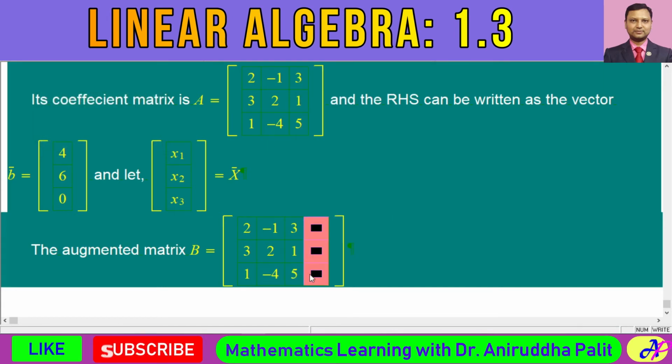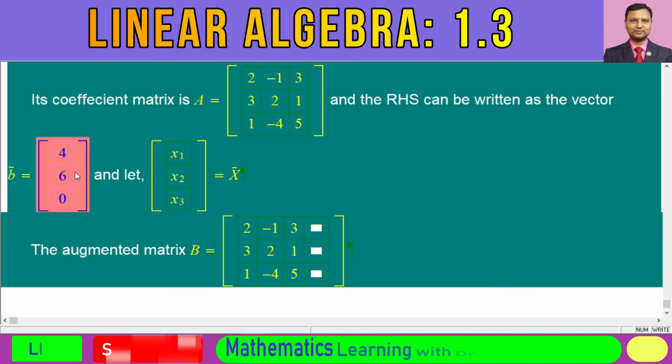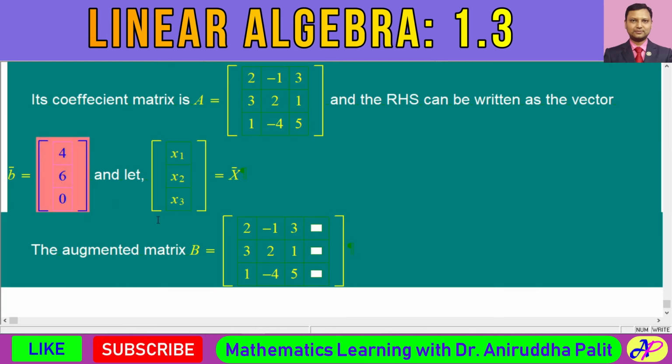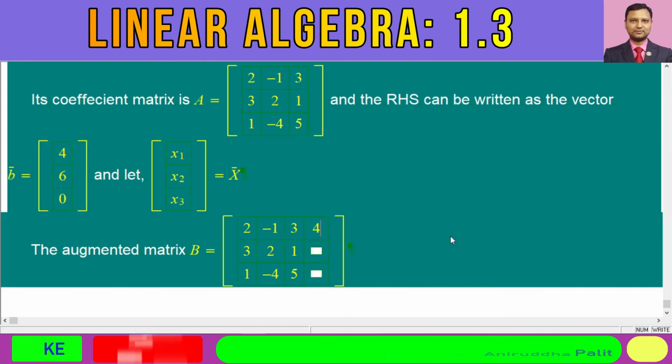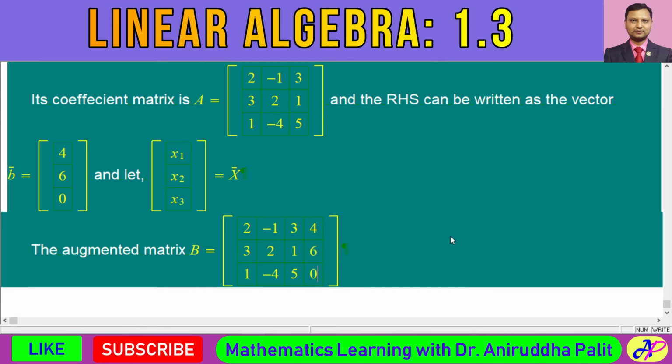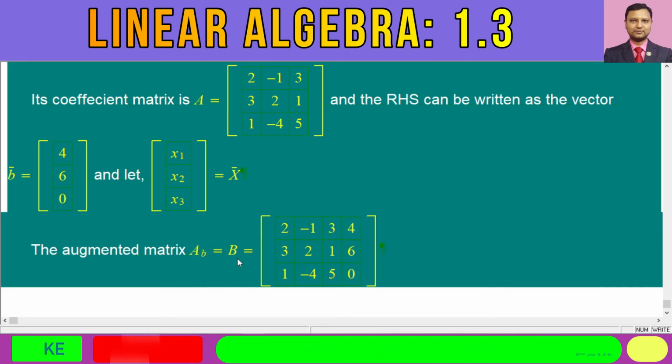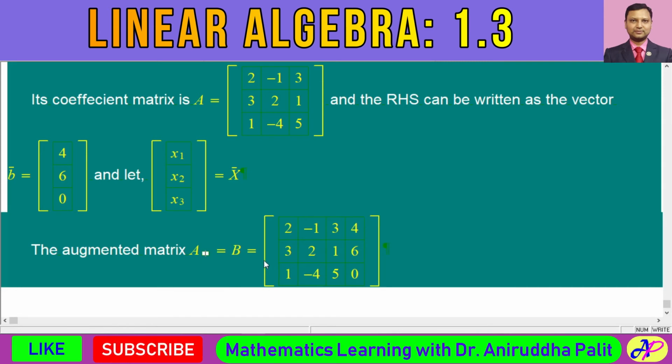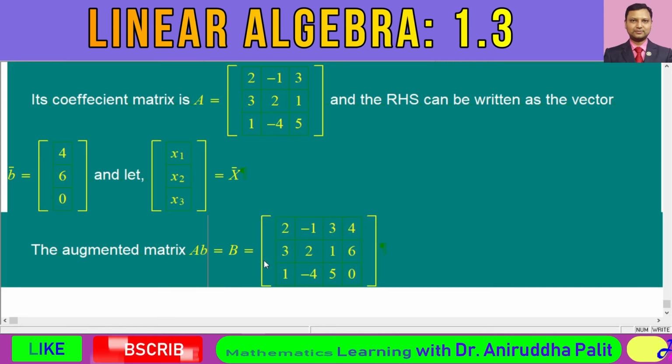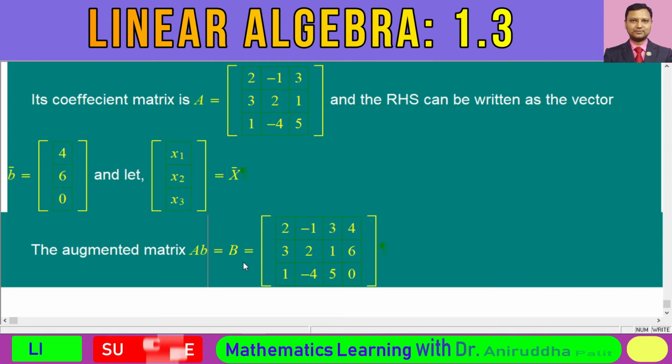And what are the elements of this column? The right hand side expressions 4, 6, 0. These would be the elements of this kind of matrix, the augmented matrix. In many books you will find this expression, A suffix B, also written as augmented matrix, or sometimes it is simply written as A B. Whatever notation you consider, for simplification let's consider this notation B.